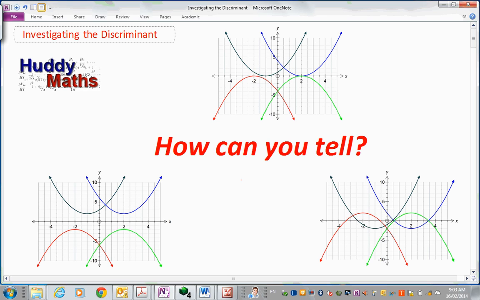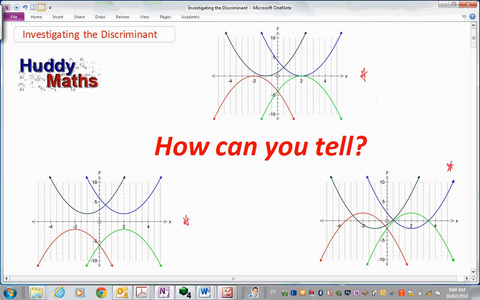Welcome to the last presentation as we develop our quadratic skills, or skills with a quadratic function, before going on to some fun stuff where we use those skills in problem solving. Have a look at the screen here, and can you answer the question? How can you tell? How can you tell what? Well, down here, these graphs, these quadratic functions, when graphed, don't cut the x-axis. These just touch the x-axis, and these cut the x-axis twice.